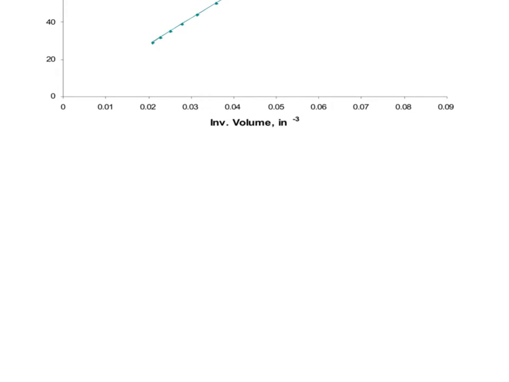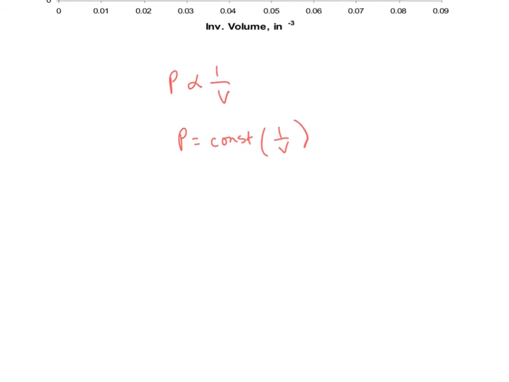So what we've seen so far is that pressure is inversely proportional to volume. As you increase the pressure, the volume goes down. If you increase the volume, the pressure goes up. So we can say that pressure is equal to a constant times 1 over V, and multiply both sides times V, you get PV is equal to a constant.